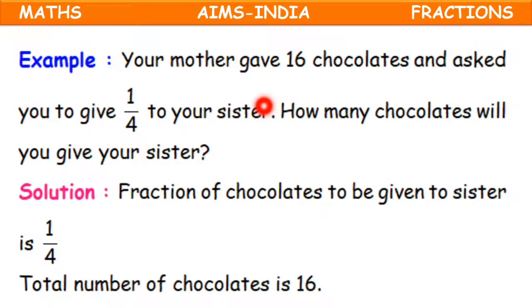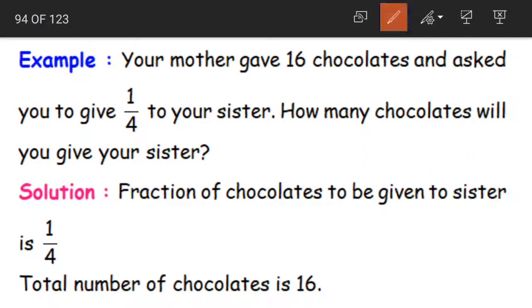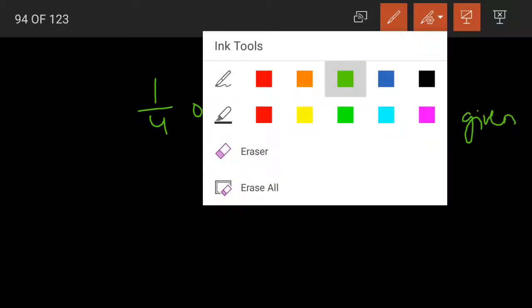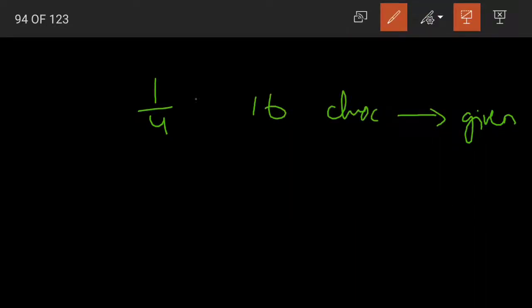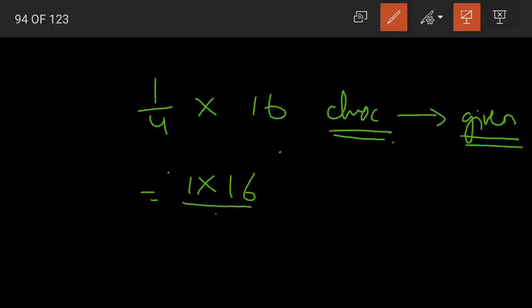Now coming to the next example, your mother gave 16 chocolates and asked you to give 1 by 4 to your sister. How many chocolates will you give your sister? Now from 16, I have to give 1 by 4. So 1 by 4 of 16 chocolates are to be given. If you remember, what did I say? Here, of is nothing but we need to multiply. So 1 by 4 into 16 will be the number of chocolates that I should give. 1 into 16 divided by 4.